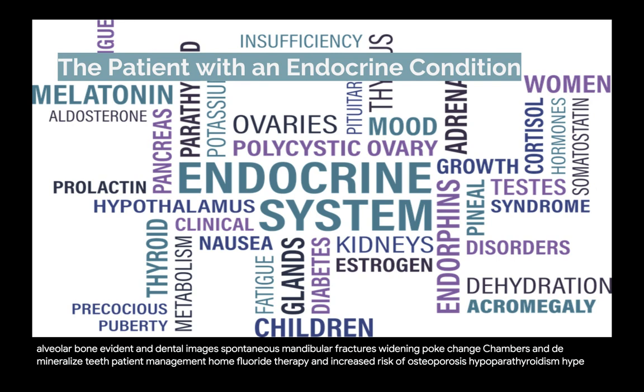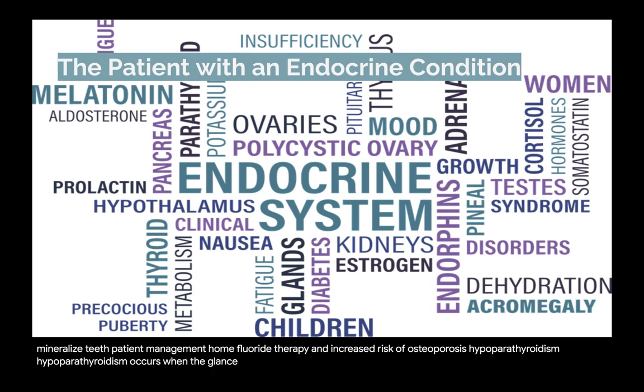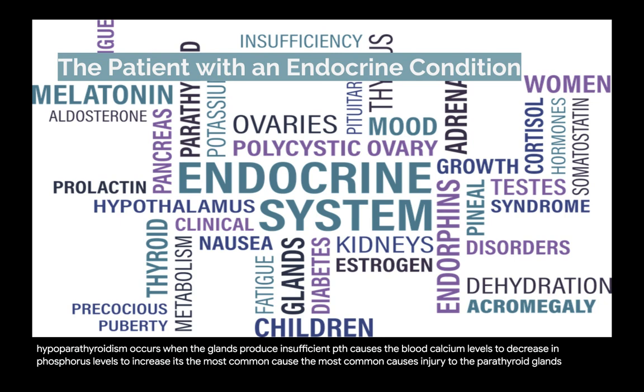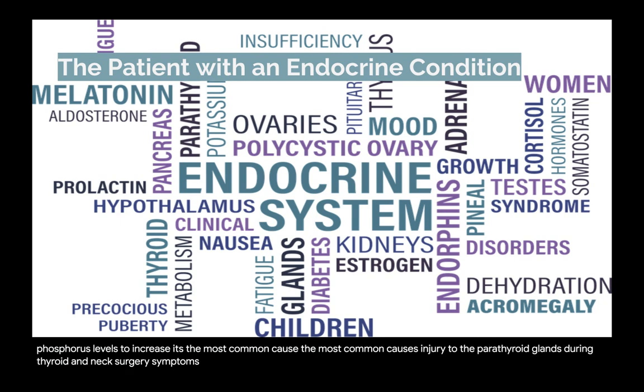Hypoparathyroidism. Hypoparathyroidism occurs when the glands produce insufficient PTH, which causes the blood calcium levels to decrease and phosphorus levels to increase. The most common cause is injury to the parathyroid glands during thyroid and neck surgery. Symptoms: abdominal pain, brittle nails, dry hair, muscle cramps, muscle spasms or tetany, increased muscular and peripheral nerve irritability.